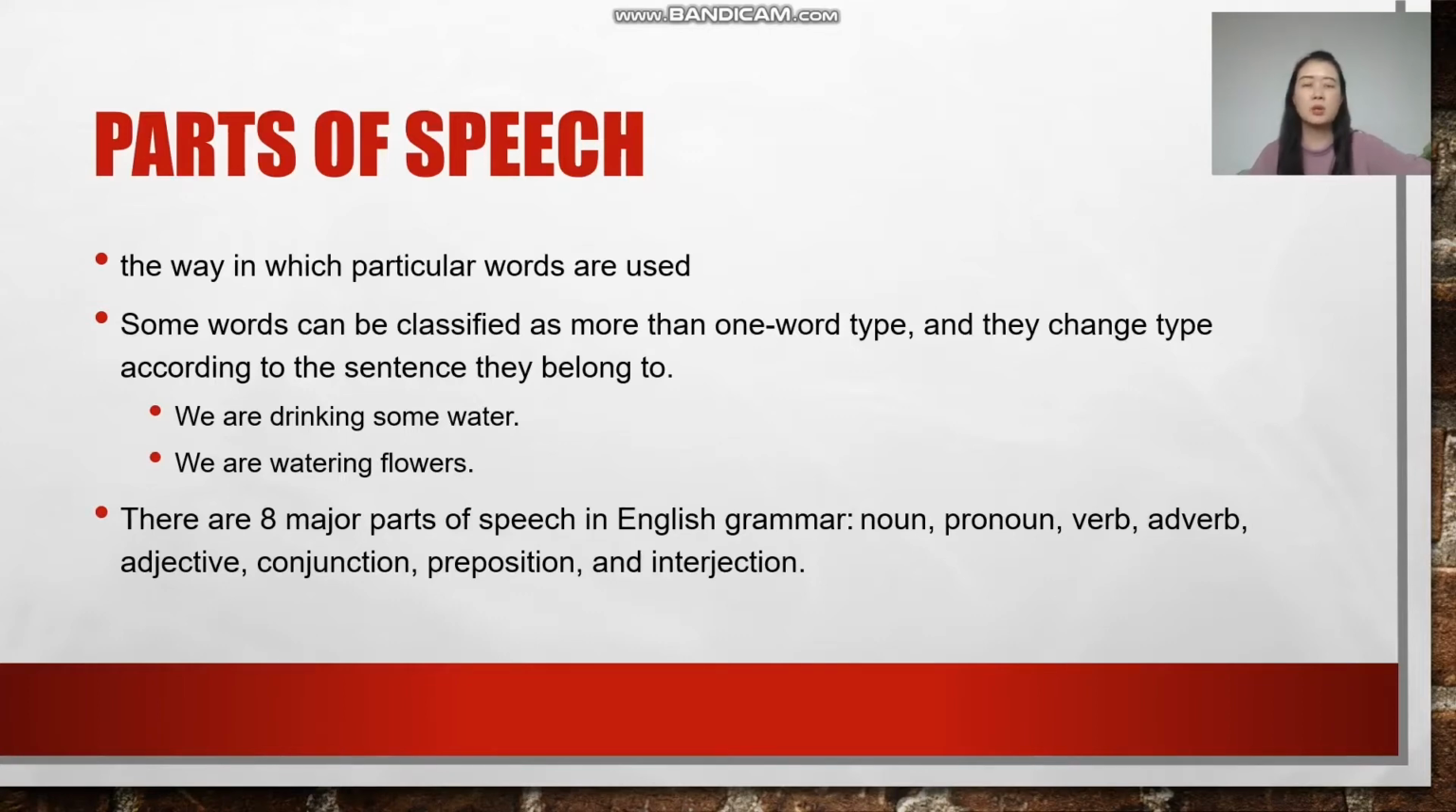That's right. It depends on the sentence that you are using. It depends on the position that you are putting that word in. It means that you really need to understand the function of each part of speech, and then you can form the right sentence like this. Okay. And in English, we only have 8 major parts of speech, namely noun, pronoun, verb, adverb, adjective, conjunction, preposition, and interjection.